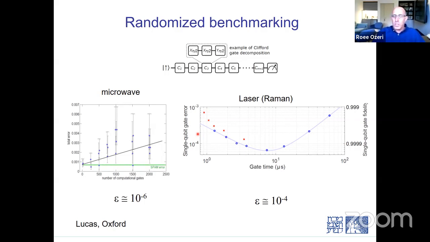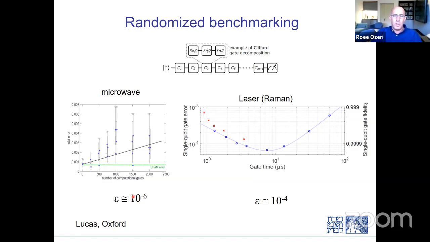What I'm showing you here is the state of the art, the lowest error that has been reported in the literature, as far as I know, for single qubit rotations. Both these data sets are from Dave Lucas' group at Oxford. You can see that either using Raman transitions with laser beams or microwave fields, the error in single qubit rotations is very small. In the case of Raman fields, the error can be as low as 10 to the minus 4, and it's actually limited by spontaneous photon scattering. So it's limited by the quantum mechanical limit, if you like, to this operation.